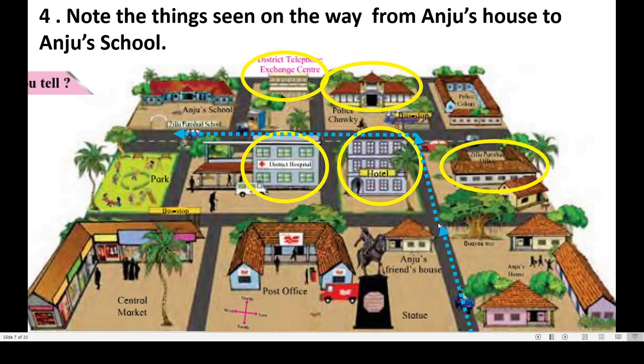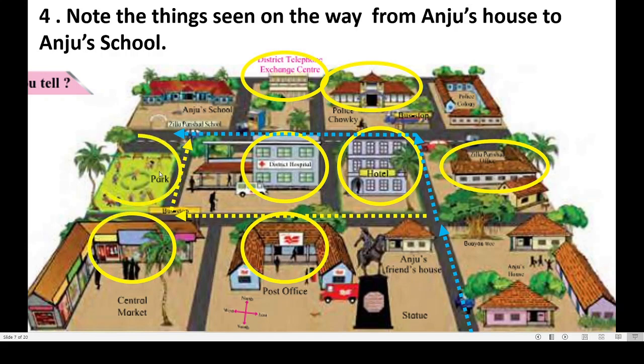Okay, if she chooses the second road, which is in yellow dotted lines, then what all things does she have to cross? You will see this hotel and the district hospital on the right side, and she has to cross this post office that she will get on the left side. Correct? Then afterwards the central market. Then here a park is there. She crosses the park. Correct? Then she reaches her school. Got this?